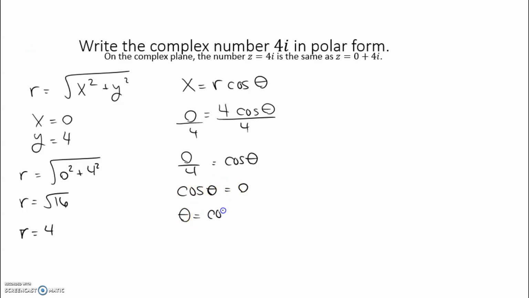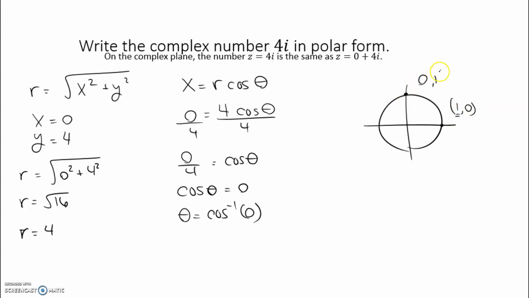Okay, well, I'm not looking for cosine theta, I'm just looking for theta. So I can use the inverse of cosine of 0, or what we can really use is the unit circle. Where is cosine 0? Well, at this point, it's 1, 0. Cosine represents the first number. Here it's 0, 1. Cosine represents the first number. So right there. So that is 90 degrees. So theta is 90 degrees.